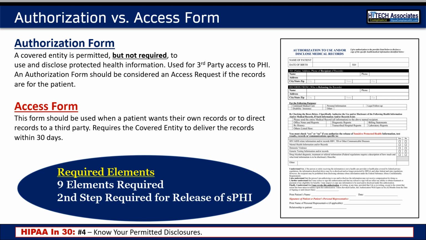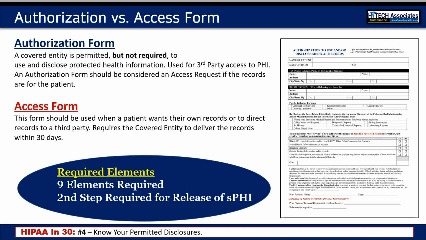On the other hand, an access form is a form for the patient's use of their own medical records or to direct medical records to a third party. An access form only really has to have the patient's name, where the records are coming from, where they're going to, and the patient's signature or verification that they've requested this. An access form, even though it has a lot less information, is more powerful than the authorization form because it requires you to fulfill that records request within 30 days.